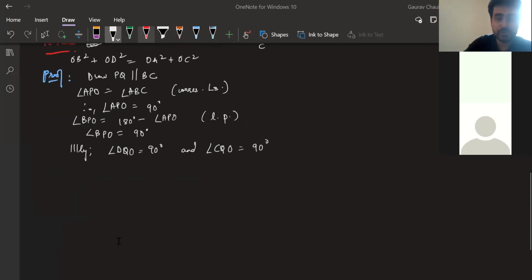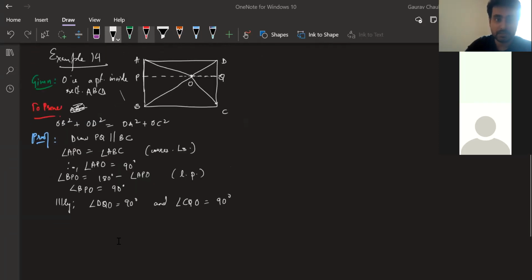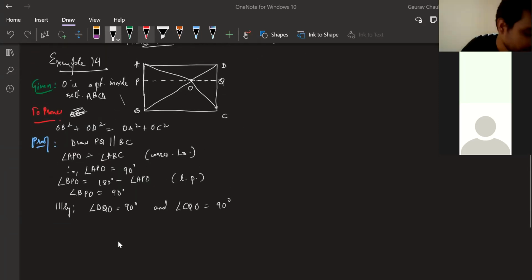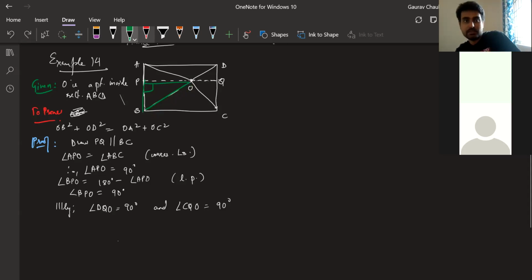Okay, so moving on. Angle DQO is 90 degrees and angle CQO is 90 degrees. That brings us to the stage where this means that this triangle is a right triangle. This means I can do something with OB square. So now I'm going to get into the main part of this. Now in right triangle, let's start.